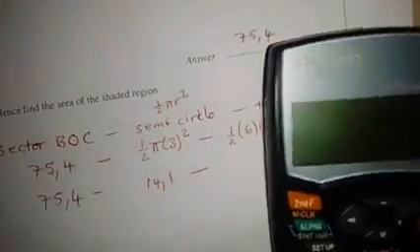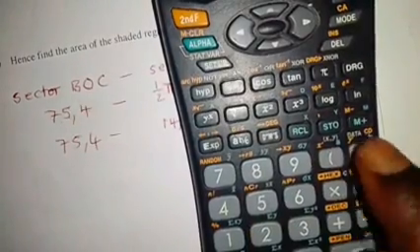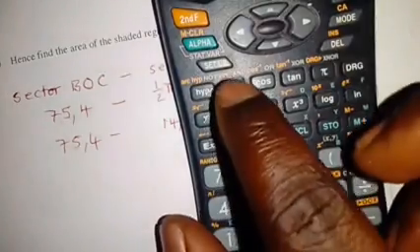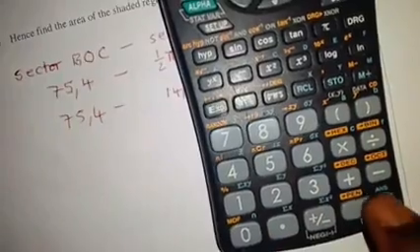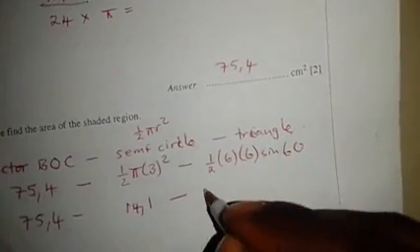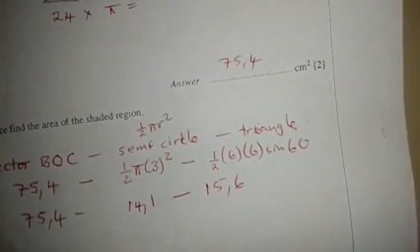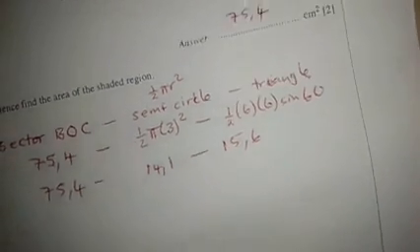Then you less. Then you do the same. 1 remainder 2, open bracket 6 close bracket, open bracket 6 sine 60. This is the area of the triangle, 15,6. So I'm going to write 15,6 there. So 75,4 minus 14,1 minus 15,6. It produces 45,7. So 45,7 square centimeters is your final answer.